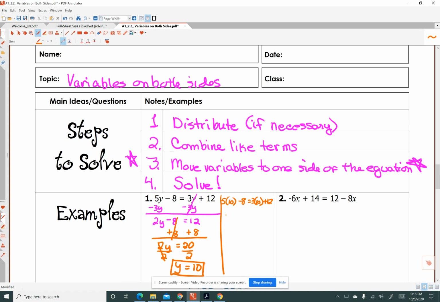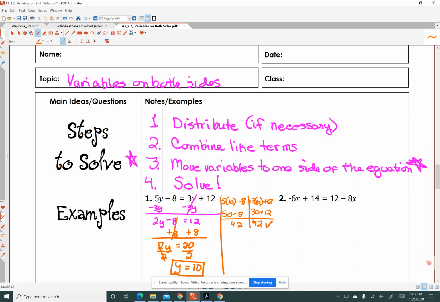So work on that. You'll have the same number on both sides. So let's see. 5 times 10 is 50 minus 8, which is 42. 3 times 10 is 30 plus 12. That equals 42. And our answer checks. So y equals 10 on both sides.